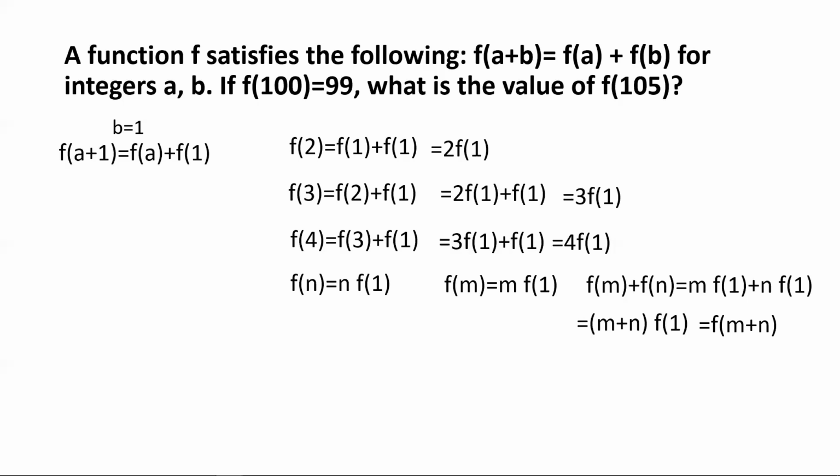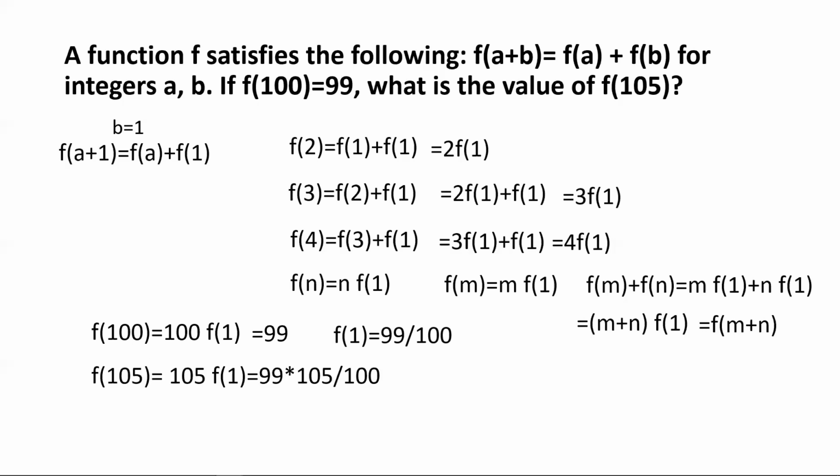So now that we got this, we can simply write what f(100) will be, right? f(100) will be 100 times f(1), and that's given as 99. So from this we can simply solve what f(1) is. Remember, f(1) is a constant, and we didn't know what that value was, but this relationship that's given helps us determine it. And f(1) turns out to be 99 by 100. And now the function is fully defined, right? So we have f(n) equal to 99 by 100 times n.